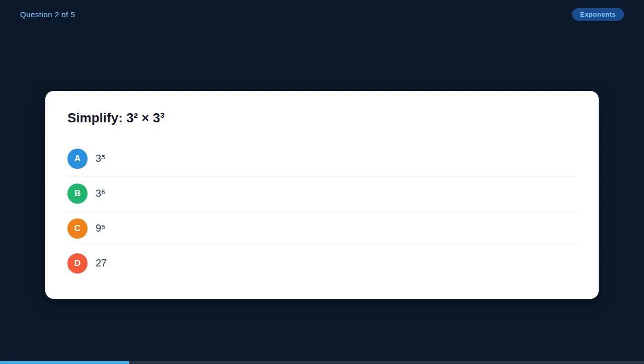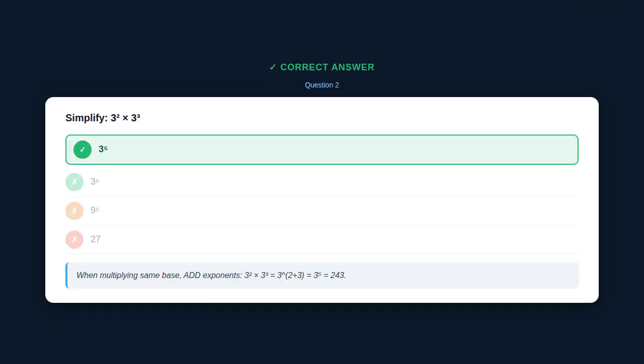Take a moment. The correct answer is A, 3 superscript 5. When multiplying the same base, ADD exponents. 3 superscript 2 times 3 superscript 3 equals 3 caret, 2 plus 3, which equals 243.